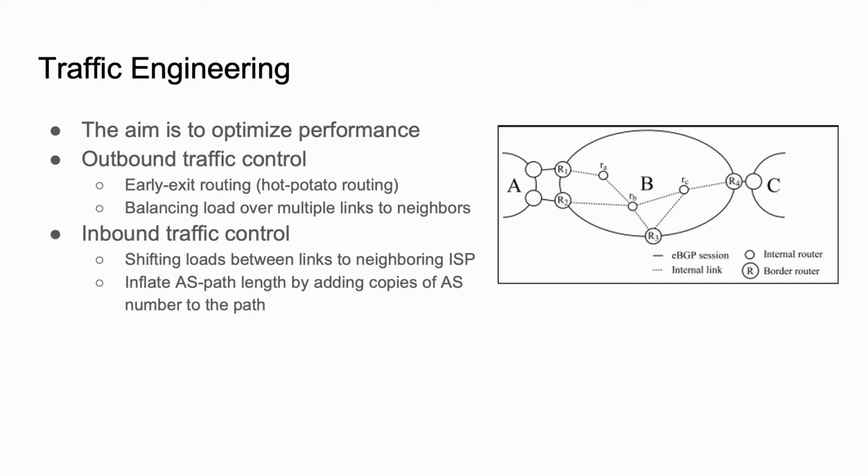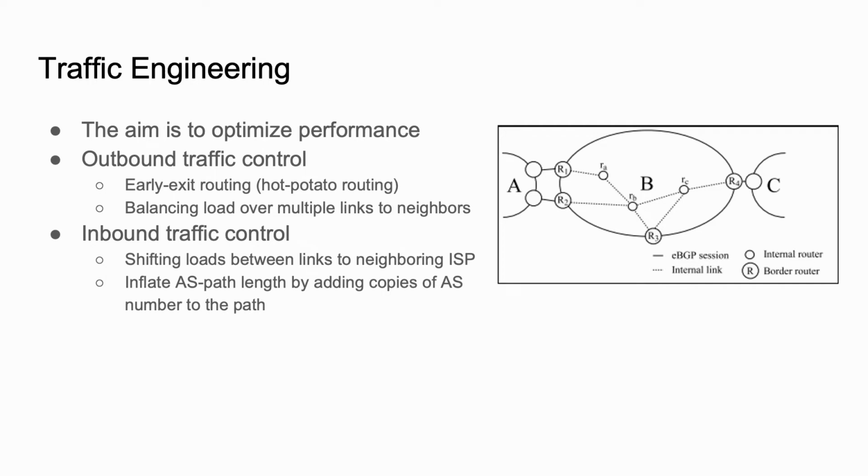Sometimes ISPs have several links to their neighbors to reduce delay and improve reliability. Another goal for ISPs is to meet certain performance criteria. This is done by modifying the import policies of its routers. This will ultimately give ISPs the ability to reduce congestion on outbound links to neighbors and shift traffic between links to different neighbors. To begin with, let's look into outbound traffic control.